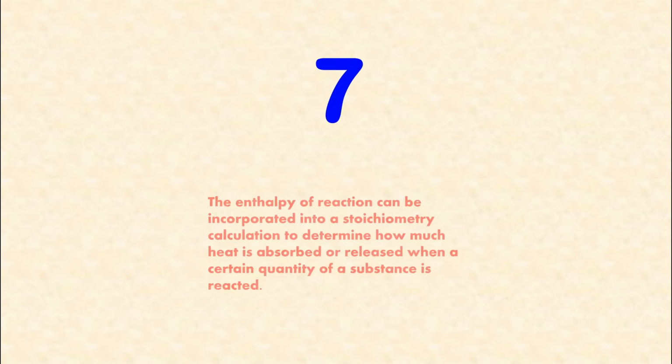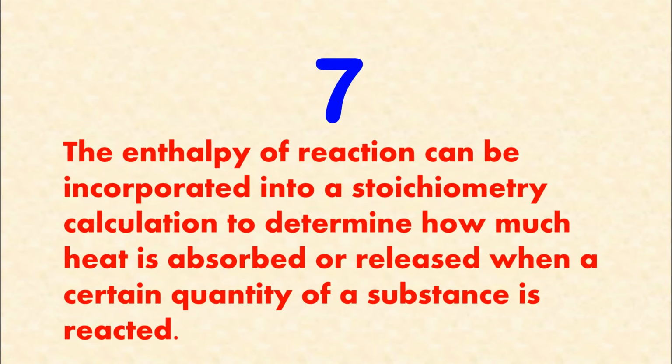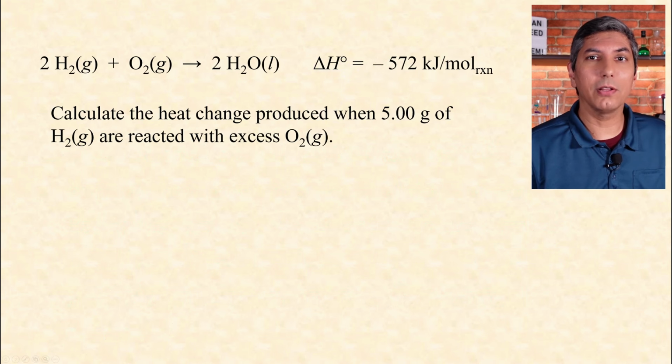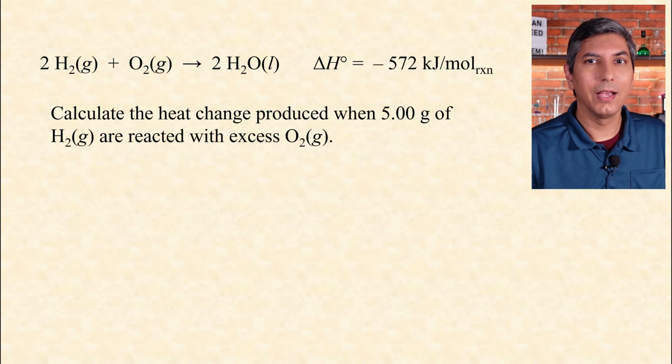Number 7. The enthalpy of reaction can be incorporated into a stoichiometry calculation to determine how much heat is absorbed or released when a certain quantity of substance is reacted. Let's take this reaction, where we have its delta H value, and we're asked to calculate the heat change produced when 5 grams of hydrogen gas are reacted with excess oxygen gas.